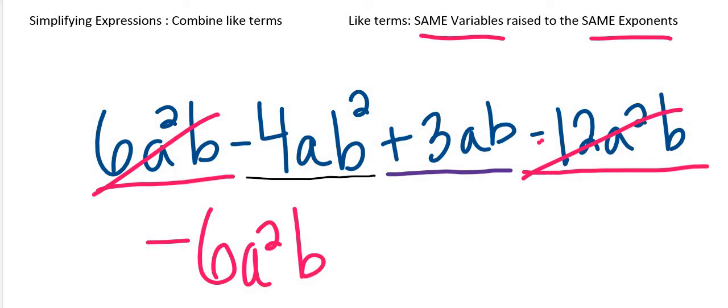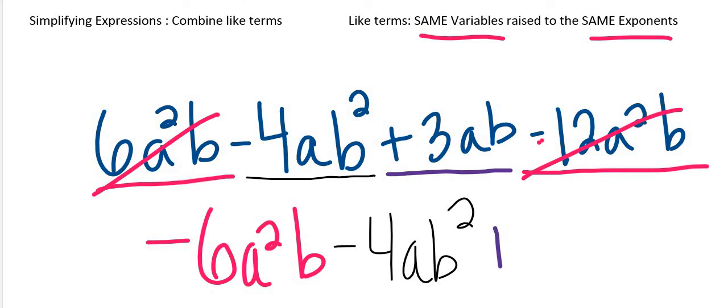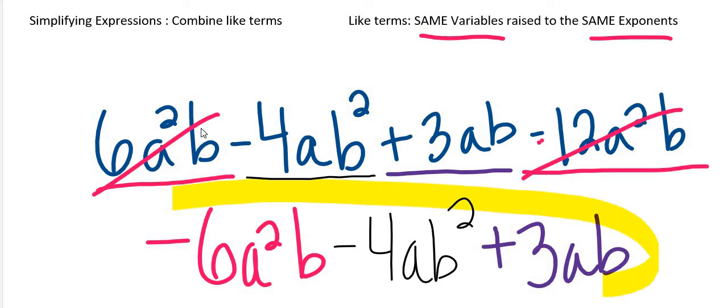So let's look at our next term, which is negative 4ab squared, and then the last term would be positive 3ab, and that would be your final answer.